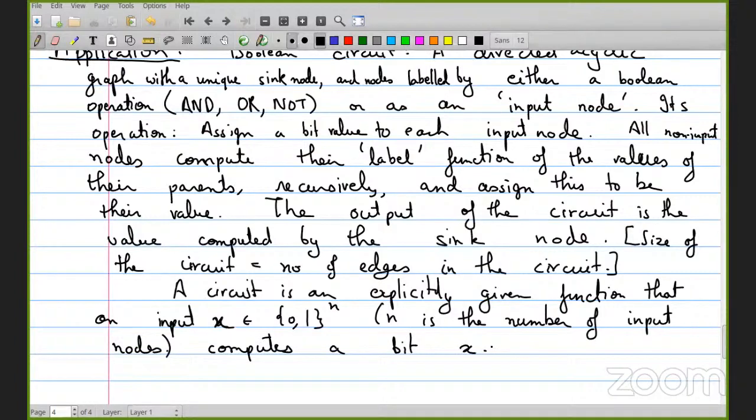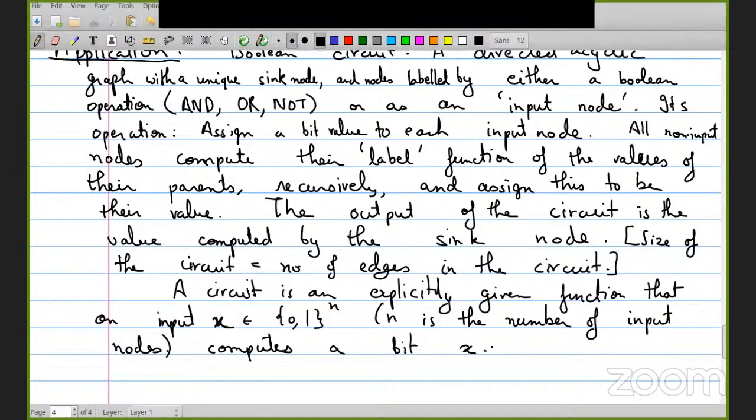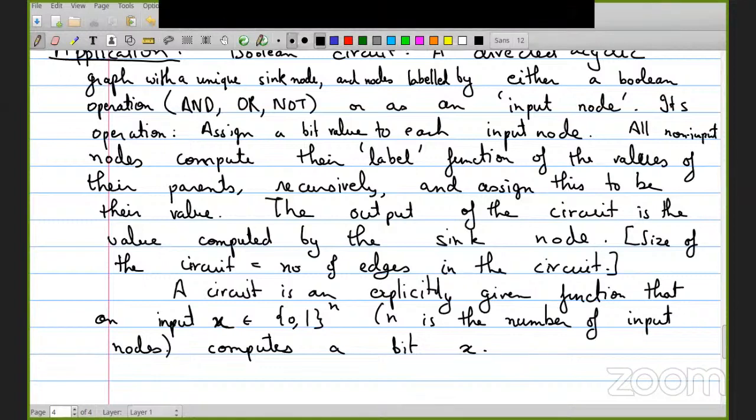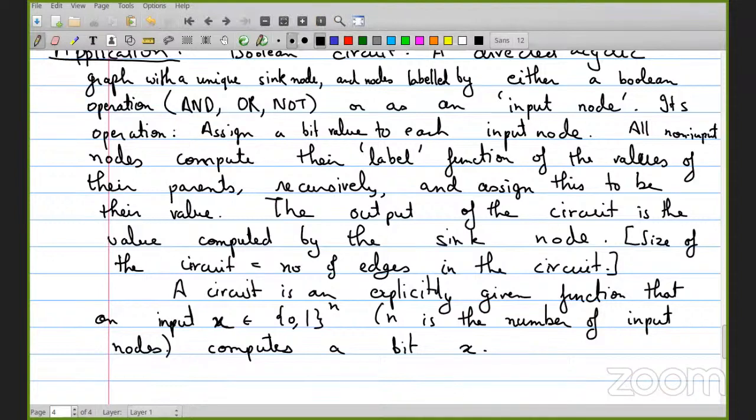Okay. So one of the fundamental problems in complexity theory is that given some non-explicitly given function, just given by its truth table, what is the smallest circuit that computes that function? And in particular, for different classes of functions, what are the smallest classes of circuits?